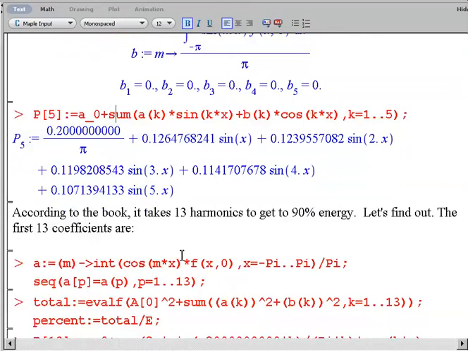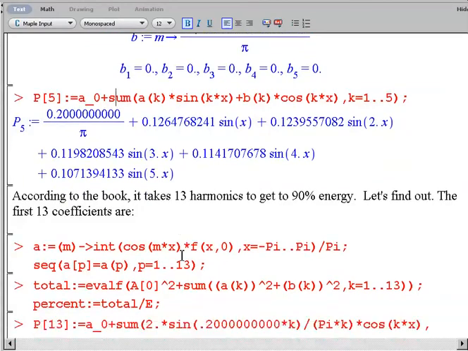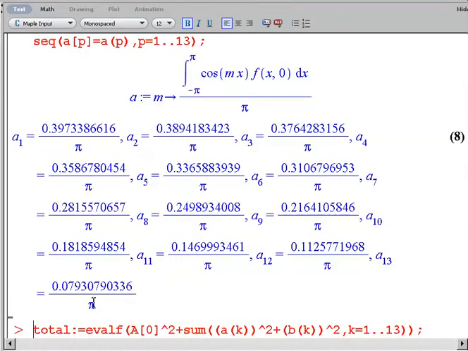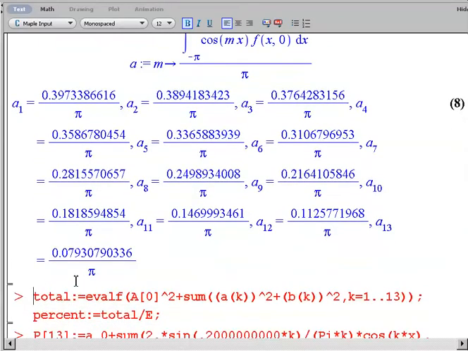Which is what we're going to do next, because this isn't in the book, but according to the book it takes 13 harmonics to get 90% of the energy. So let's find the first 13 coefficients. So basically the exact same code, except now we're going up to 13 instead of just to 5. So there's our first 13 coefficients. Alright.